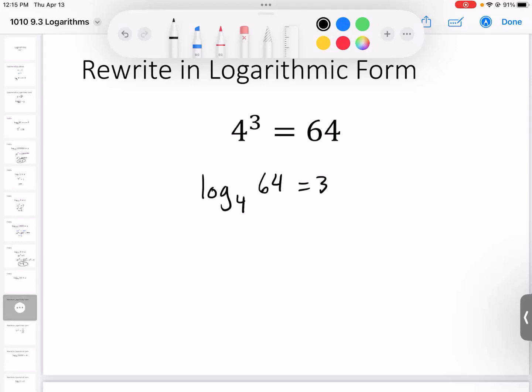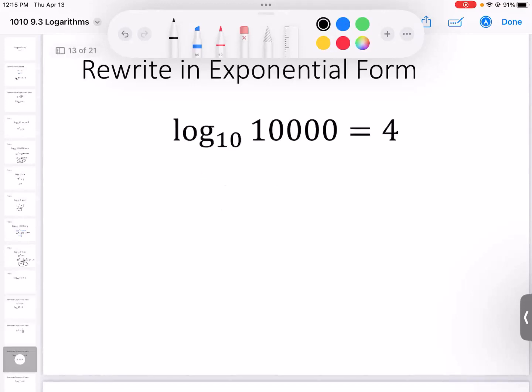Okay, so you'll have some like that where you're asked to write it in logarithmic form. You'll also have some where you're asked to rewrite it in exponential form. So we've been doing this a lot because this is kind of how we solve logarithms. But on this one, what would be the base of our power? 10. What would be the exponent of our power? 4. And the thing that it's equal to? 10,000. So this is actually the majority of your homework, is being able to convert between the two forms.